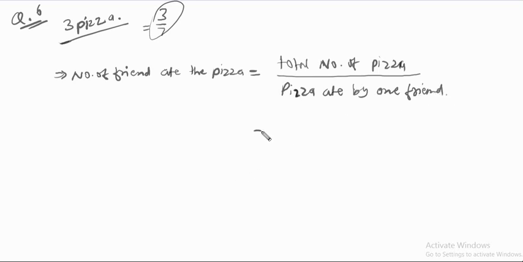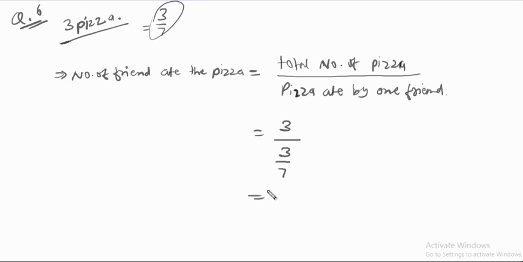So here, we can find the total number of friends in this way, right? The total number of pizzas here is 3, and one friend is eating 3 by 7 part of the pizza, right?